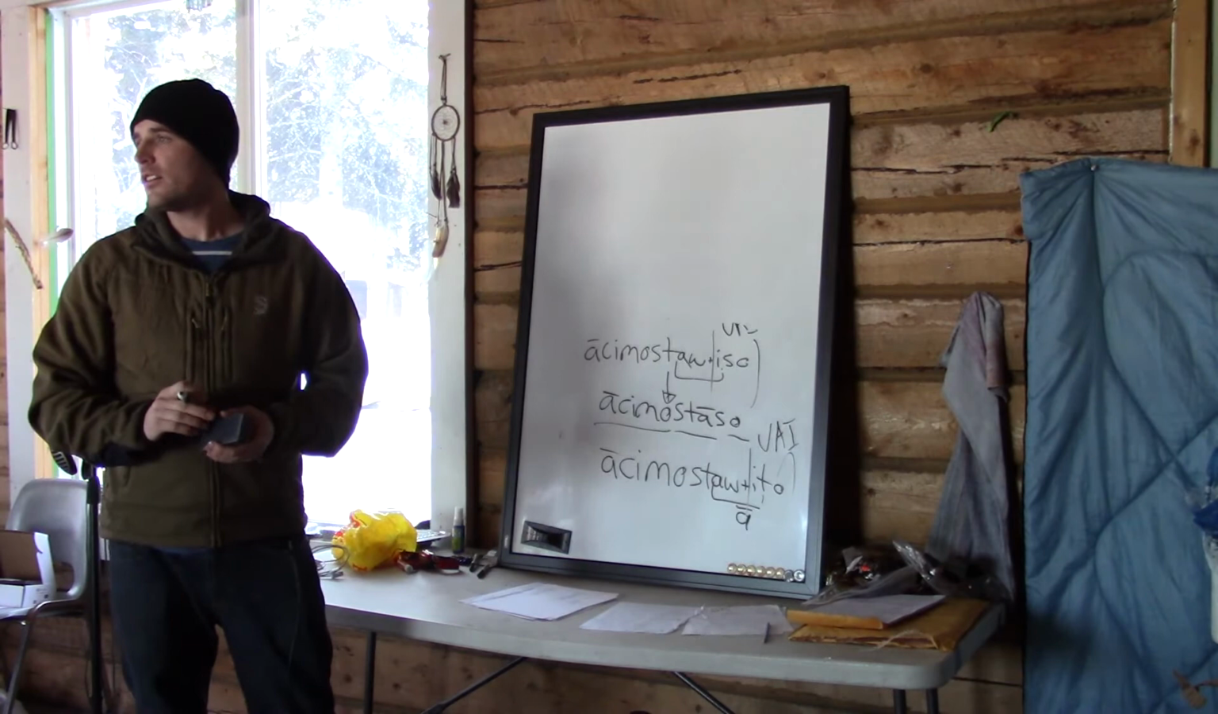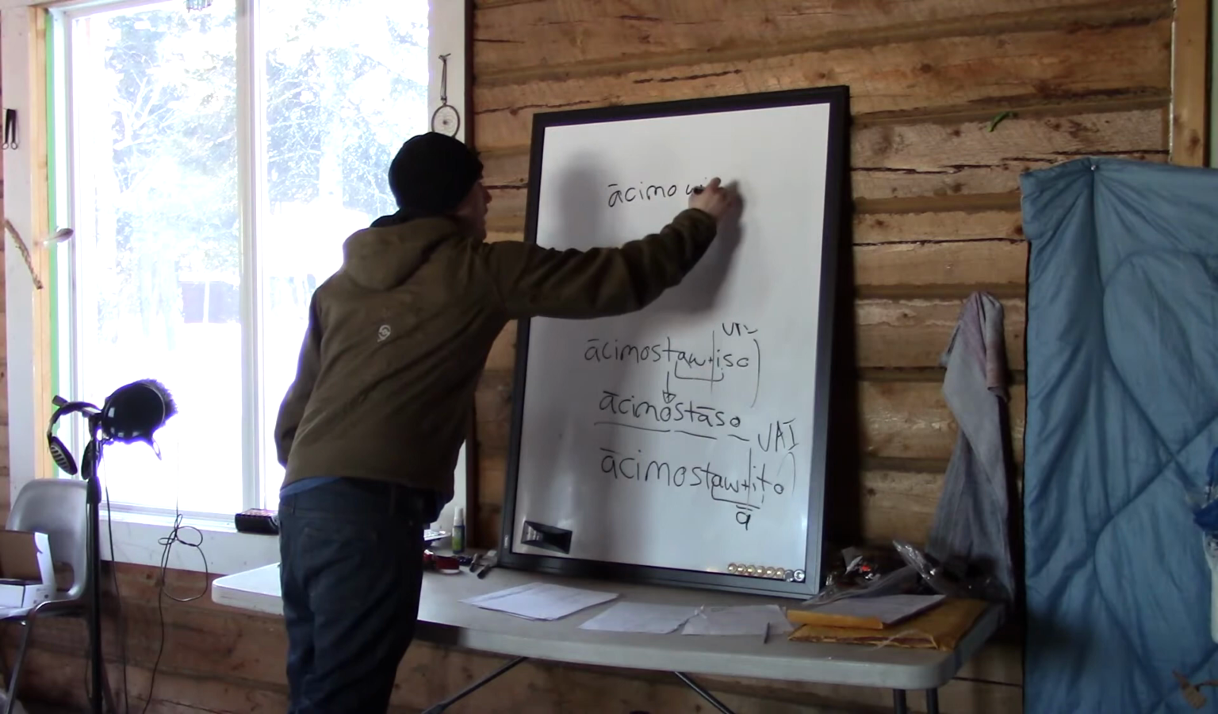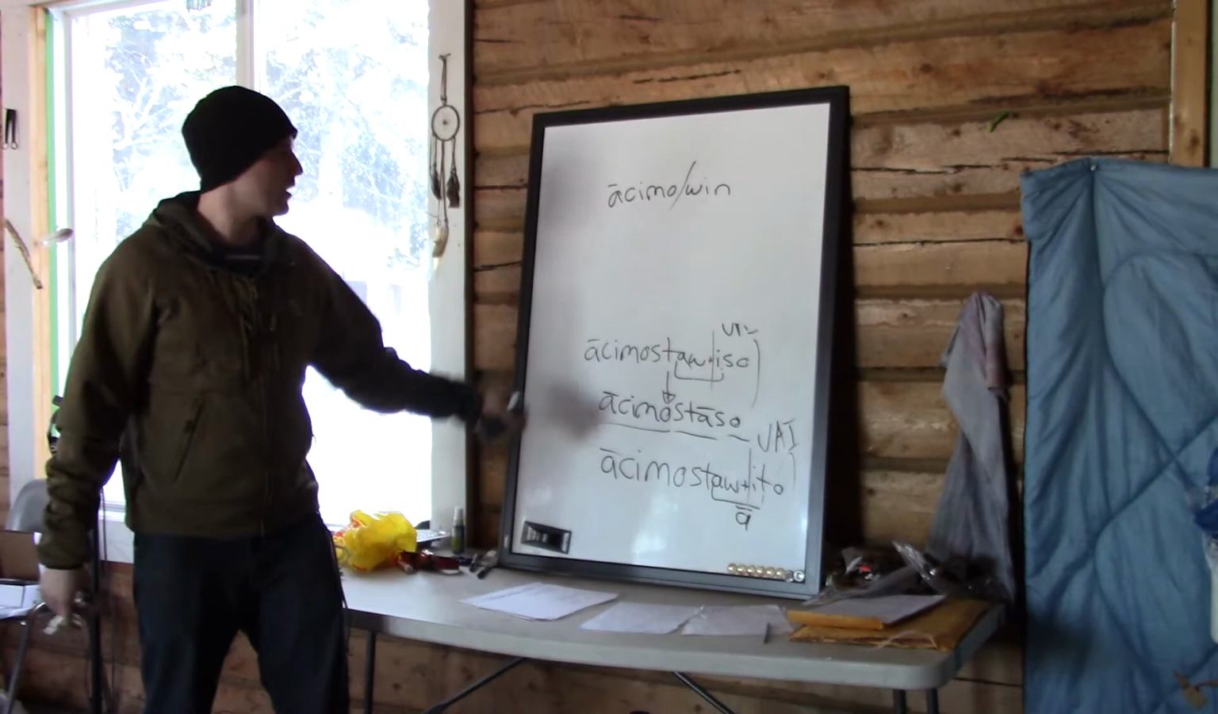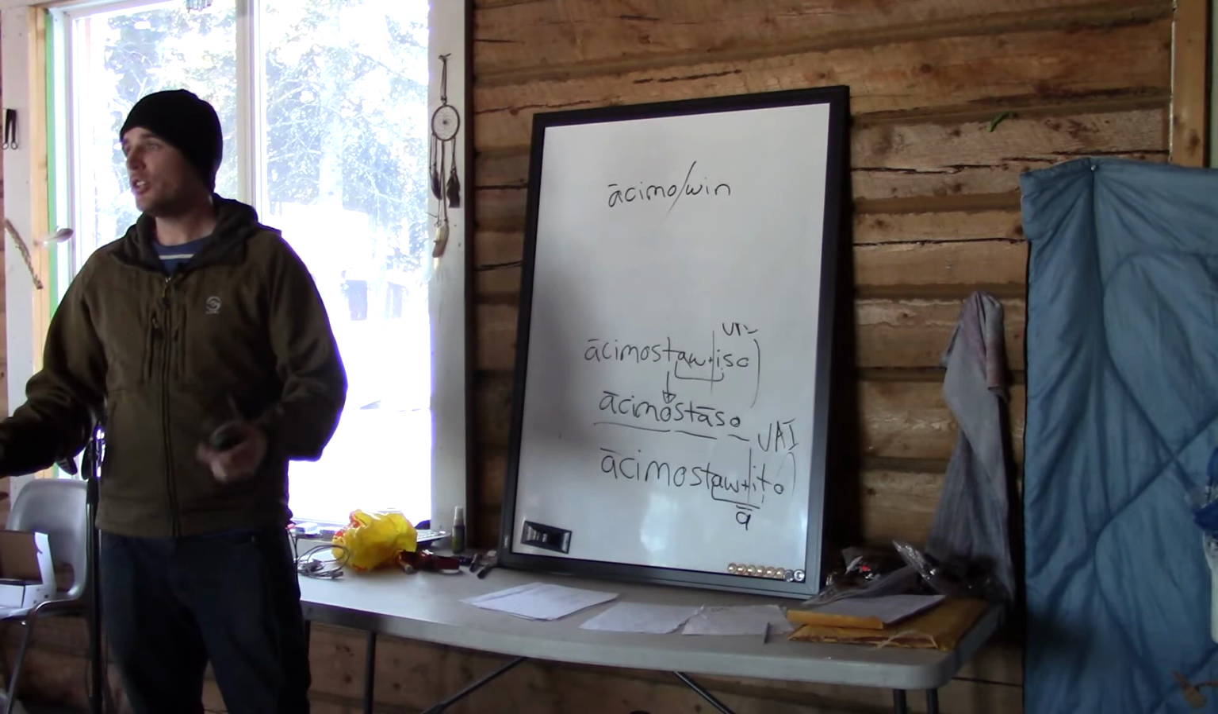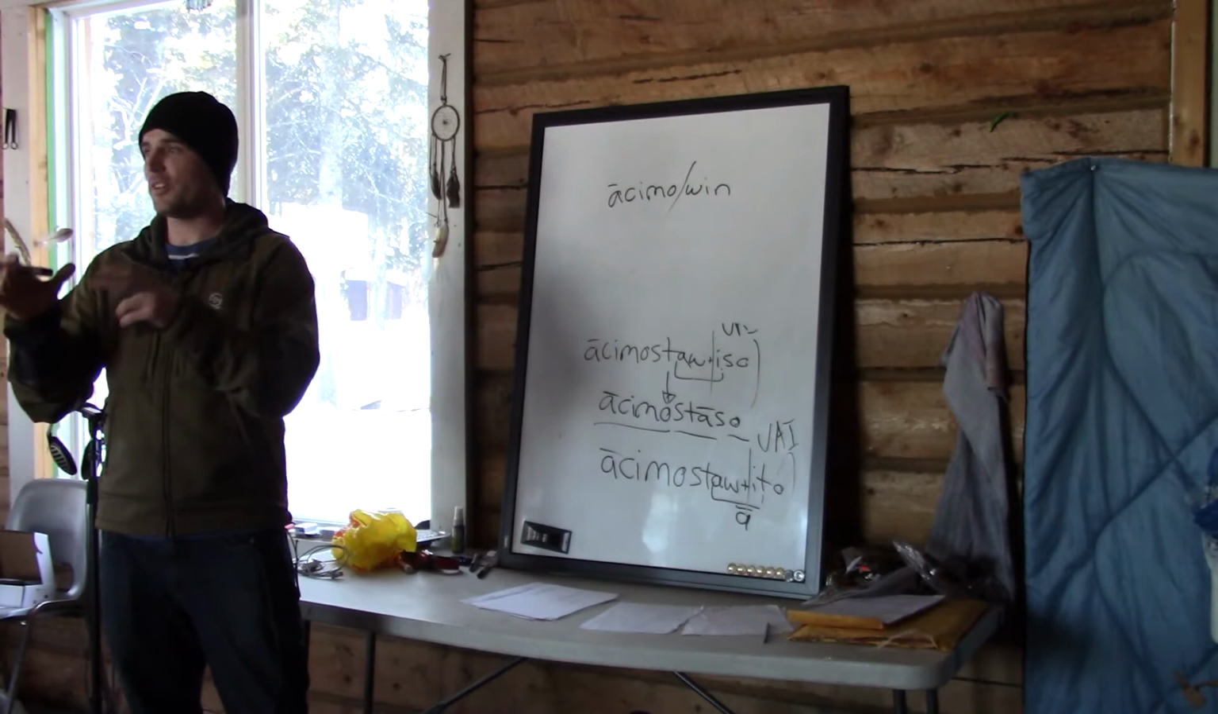Achimowin. Okay, so there's another morpheme. Let's talk about that one. Achimowin. We know achimo is one morpheme, right? It's actually more, but we're not going to get into that. Win. It makes something a noun. It makes it a thing. So achimo is to tell a story. We add win on the end. Now we have a story. Like a story, the thing, a story.